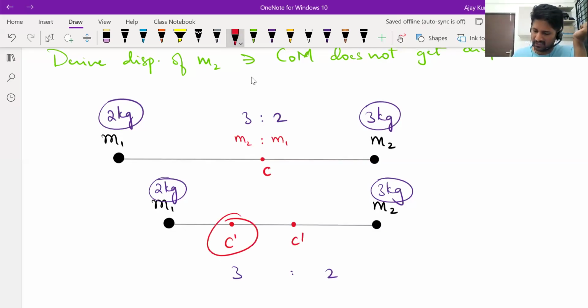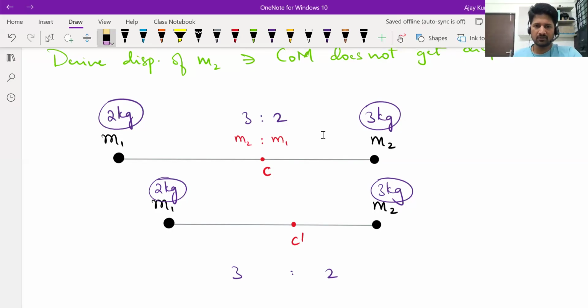Why will it shift to the left? Okay. If one mass moves to the right side, the center of mass also moves to the right side only, because it should still be dividing the line joining them in the same ratio. It should maintain that ratio.